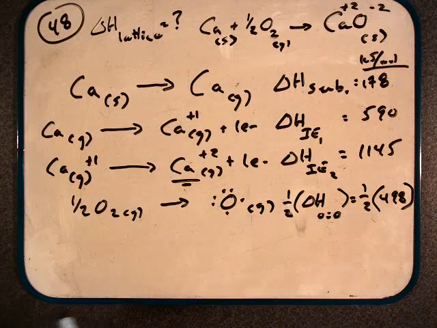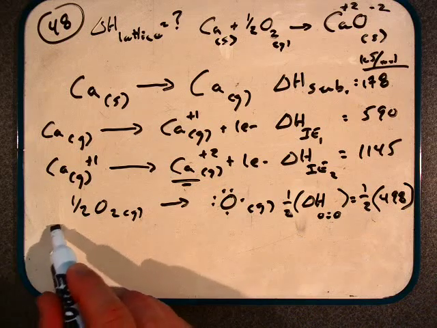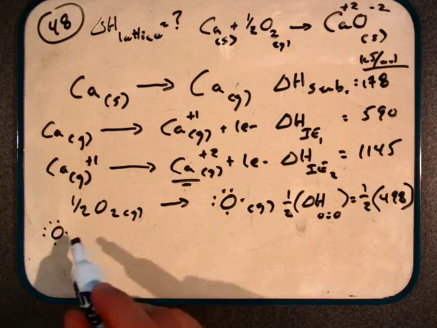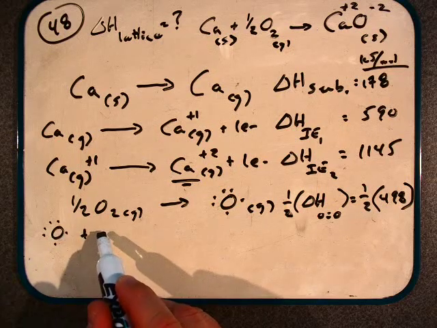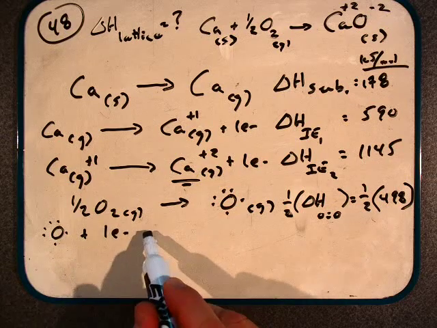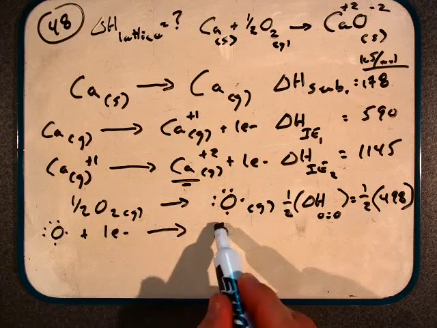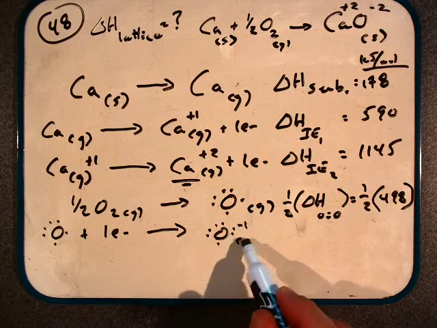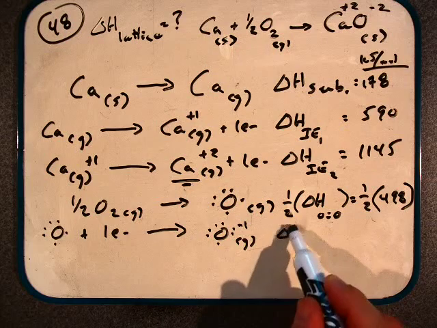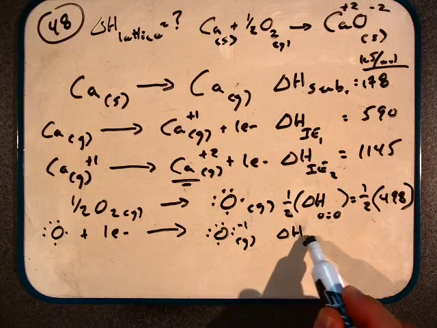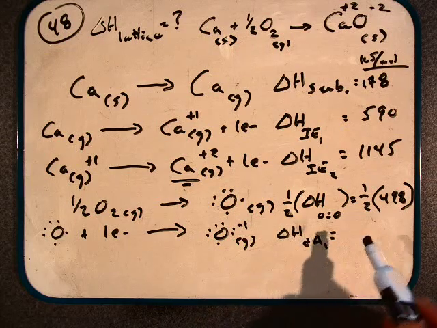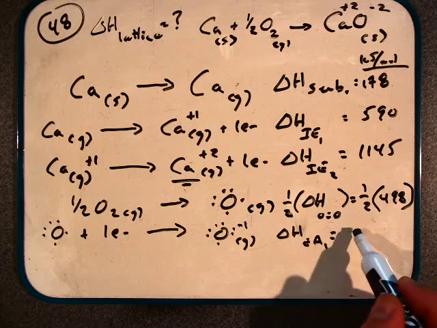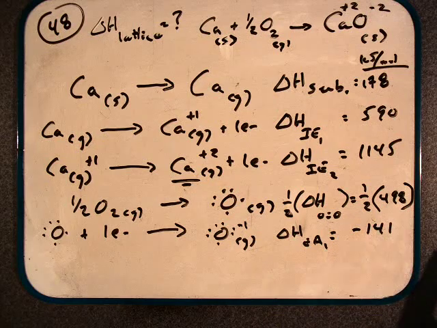Now that we have oxygen monoatomic, we then need to do an electron affinity step, where now we're going to give the oxygen 1 electron and make it -1, and so that would be our delta H of electron affinity 1, which the question gives us as being equal to -141 kilojoules per mole.